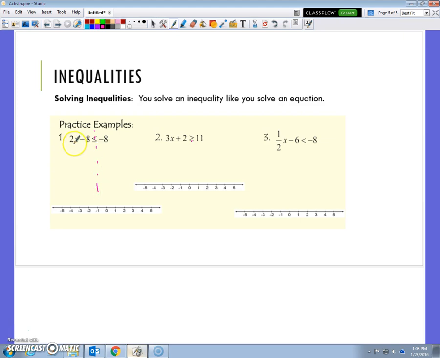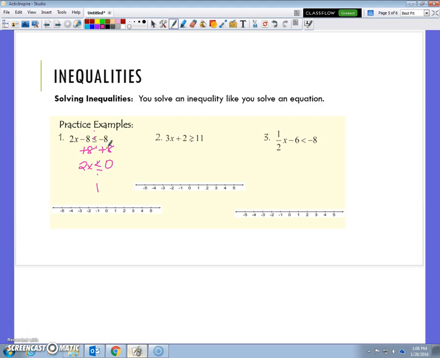I want to get the variable all by itself. Isolated is what they call it. So I want to add or subtract first to help me. I see a subtraction of 8, so addition is what I want to do. And then I will have no constants left. Just have my 2x. And now instead of an equal sign, it's a less than or equal to. It's going to stay the same all the way down until we learn about a new rule tomorrow.